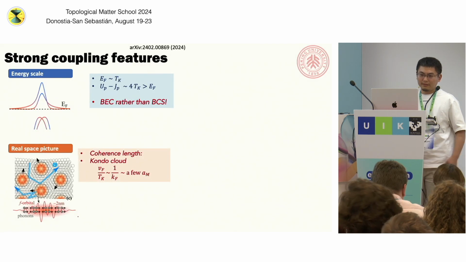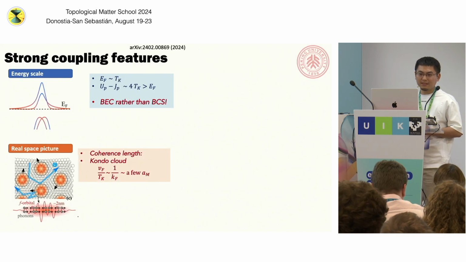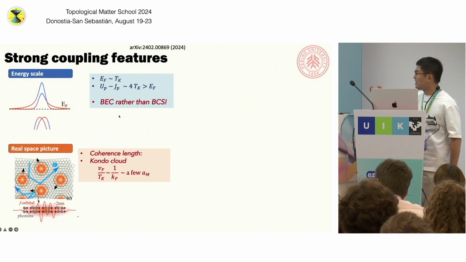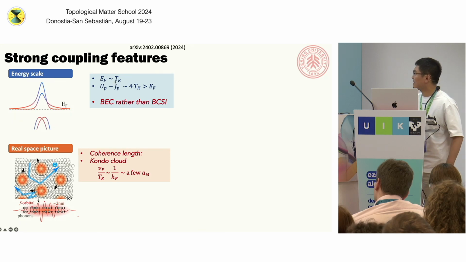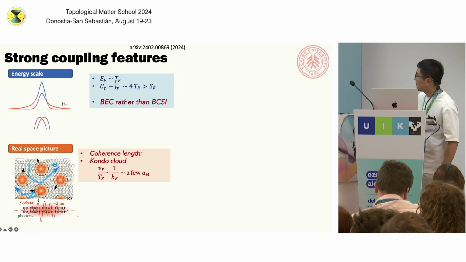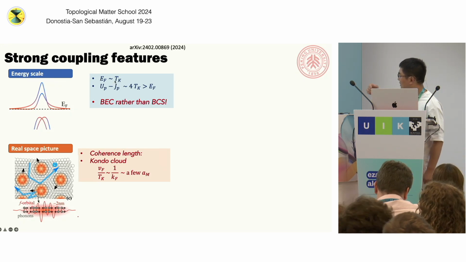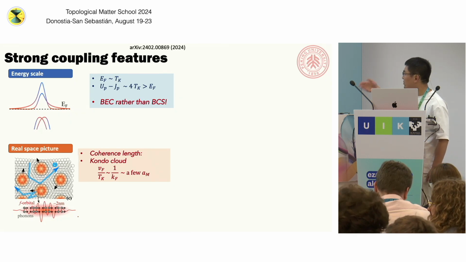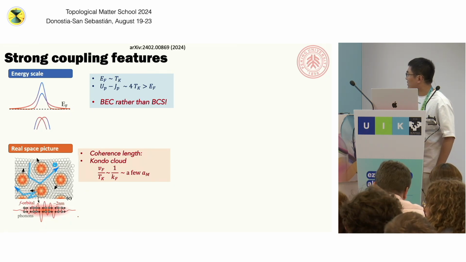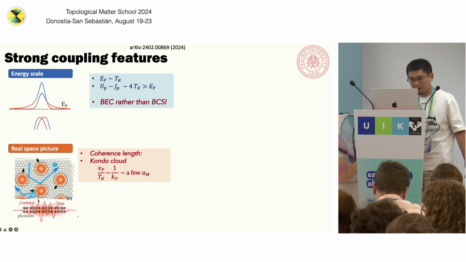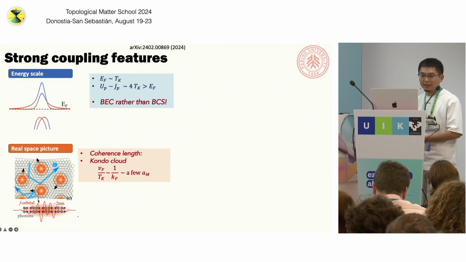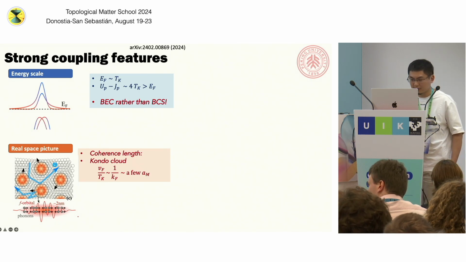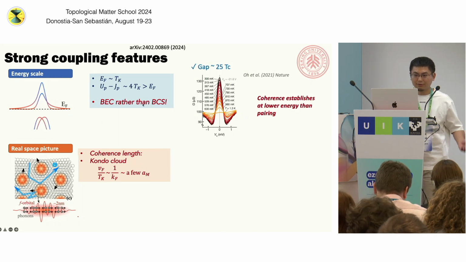And also, this theory is inherently BEC-like. Let's consider the energy scale again. So the Fermi energy is at the same scale of the Kondo temperature, or the energy scale of the Fermi liquid. And the renormalized interaction, according to our calculation, is like 4 times TK. So that means the pairing energy is larger than the kinetic energy. That makes the pairing in the BEC limit rather than the BCS limit.